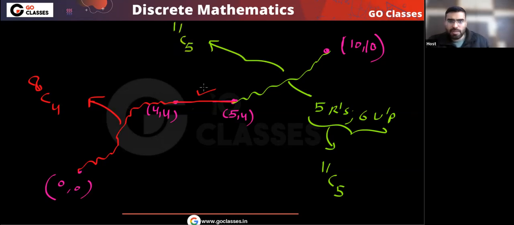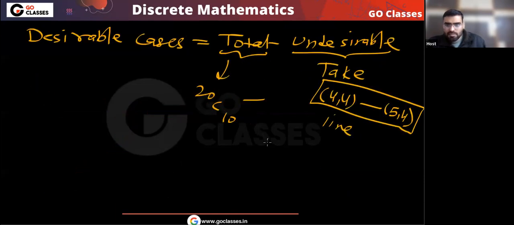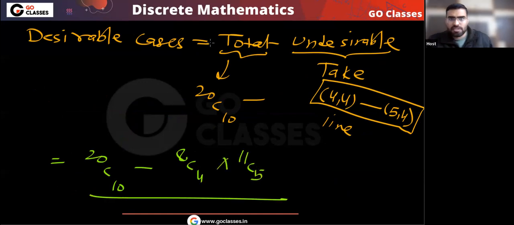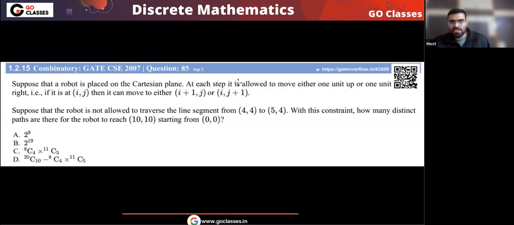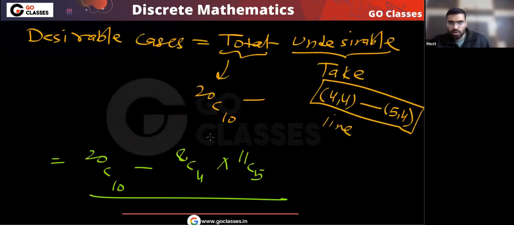So finally you have to multiply them, because you have to do this, you have to do this, you have to do this. These 3 things you have to do. So here the answer is going to be 20C10 minus, that will be 8C4 multiplied by 11C5. Okay, so this is the answer. So like this you can do this question, and this is a popular problem. Remember, this is a popular template.